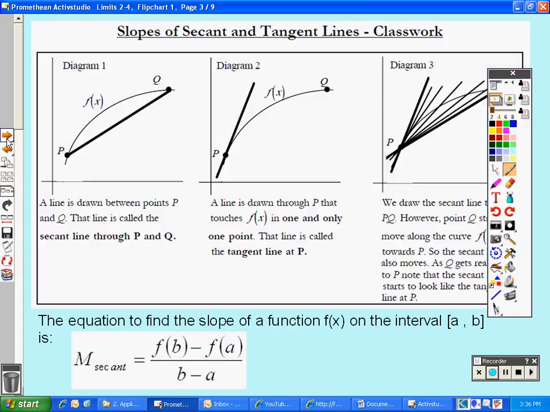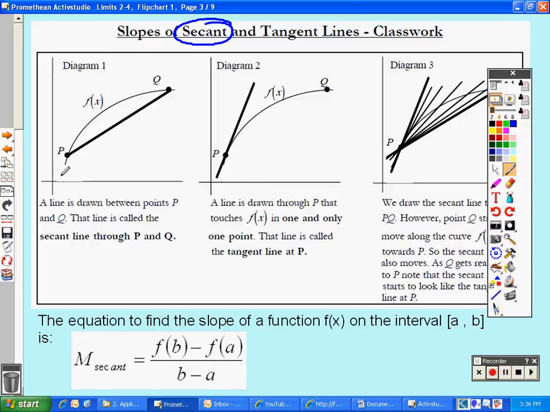Okay, average rate of change has a lot to do with something called secant lines. A secant line, you may remember them from when you learned about circles in geometry. A secant line is when you pick 2 points and you connect them with a line. So it's a line that has 2 points on the curve. And here we have in diagram 1 a picture of a secant line going from P to Q. The slope of this secant line will be the average rate of change. So the slope of the secant is the same thing as the average rate of change between these two values, P and Q.